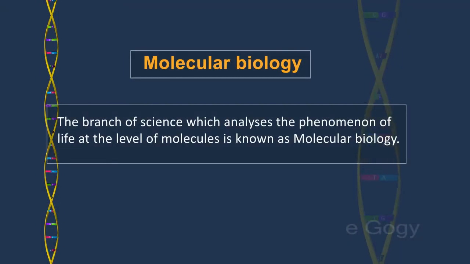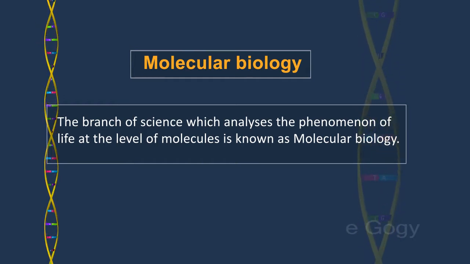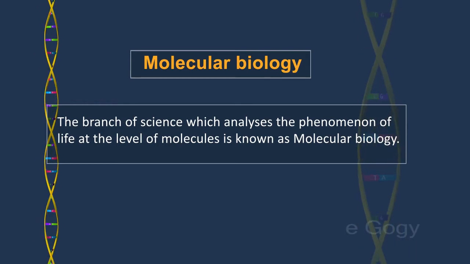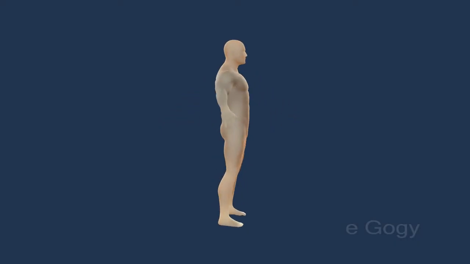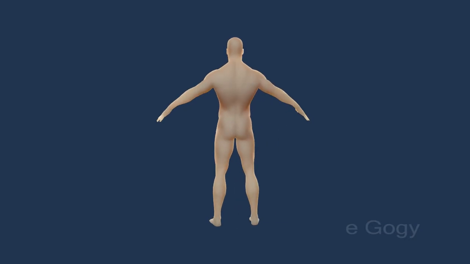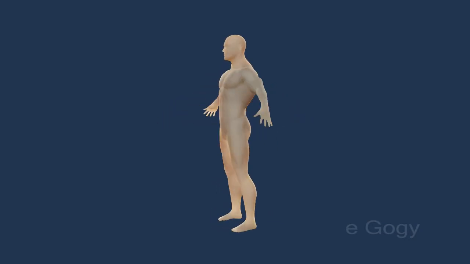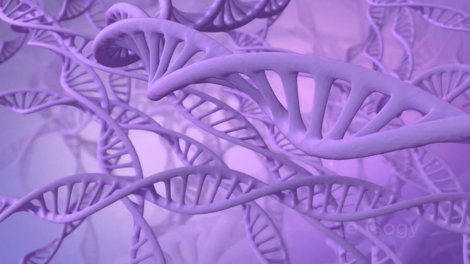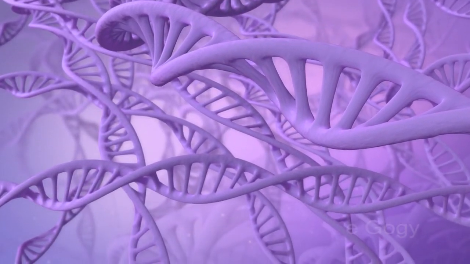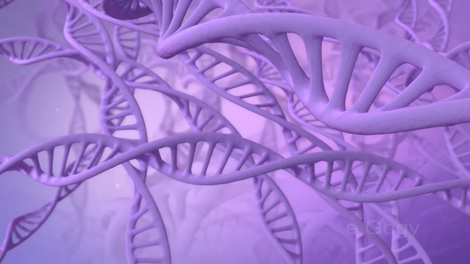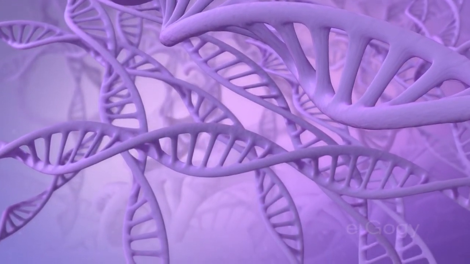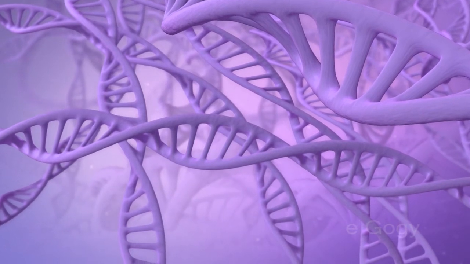A branch of science which analyzes the phenomenon of life at the level of molecules is known as molecular biology. The living body is made up of many biochemical molecules. The difference in the arrangement of these molecules in the proteins and genes of organisms helps us to understand the distance between them in the phylogenetic tree.